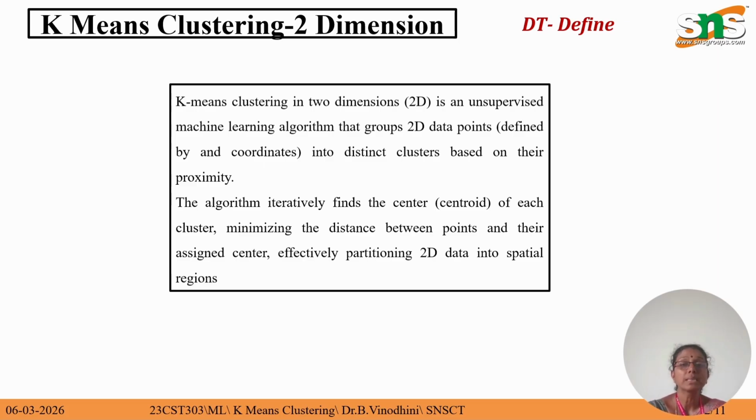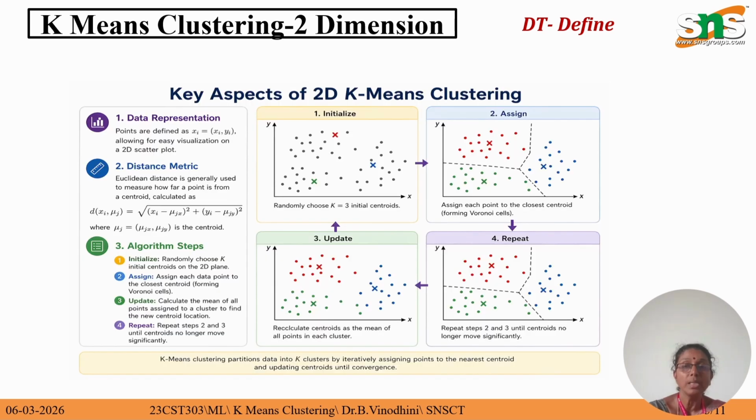The k-means clustering in two dimensions is an unsupervised learning algorithm. It groups 2D data points into distinct clusters based on distance and proximity. The algorithm iteratively finds the center of each cluster, minimizing the distance between the points and the assigned center. So effectively it partitions the 2D data into spatial regions. That is the process of k-means clustering in terms of two-dimensional data points.